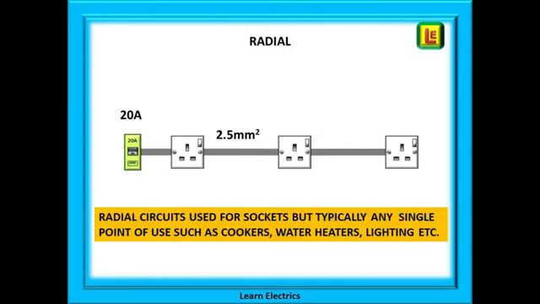Radial socket circuits are becoming more popular in the UK. With more ways available in the newer consumer units, individual rooms or areas can have their own circuit breaker. Most radial circuits, though, will supply single points of use, such as cookers, water heaters, showers, lighting, electric gates, and so on.